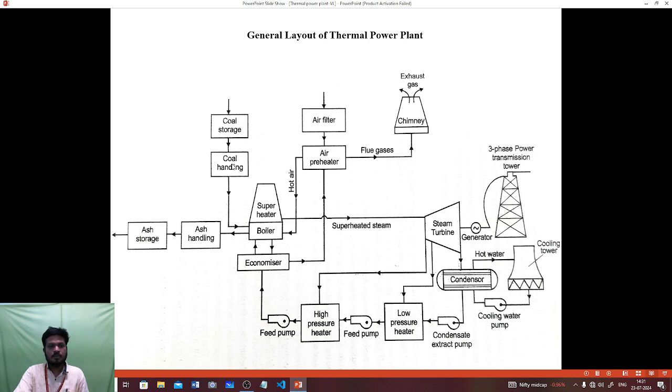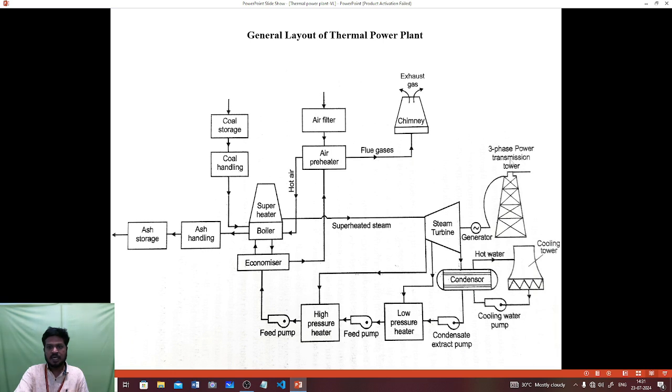it is handled by using coal handling, where it is made into fine meshes, and then it is sent to the boiler to burn the coal. Now the coal is the raw material which is burned in a boiler, and which is used to heat the water, and then superheated steam is sent to the steam turbine. The steam turbine rotates, and by means of the steam turbine rotating, the generator is also going to be rotated, and then electricity, alternating current, is produced.